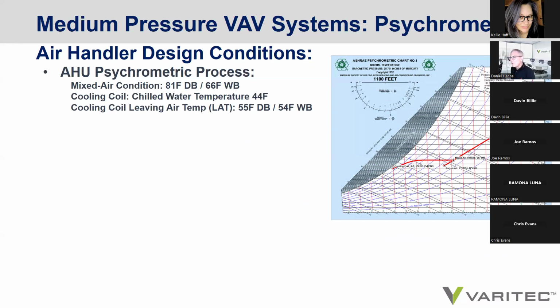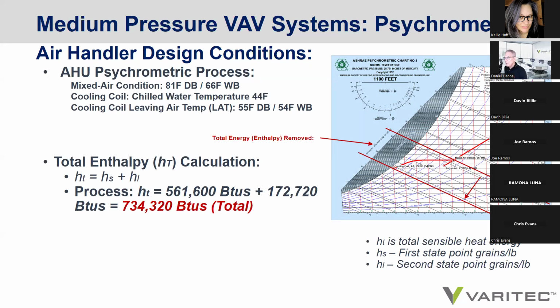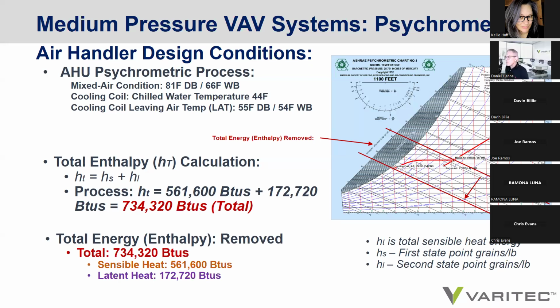So if we look at the overall process with regard to total energy, utilizing our enthalpy line, we will see that a total amount of 734,320 BTUs of energy need to be moved from a sample of air to bring air to the leaving air condition necessary to maintain our building conditions as a constant. So that demonstrates psychrometrically what happens to air through a cooling coil when it's properly designed to maintain space set point and humidity levels.